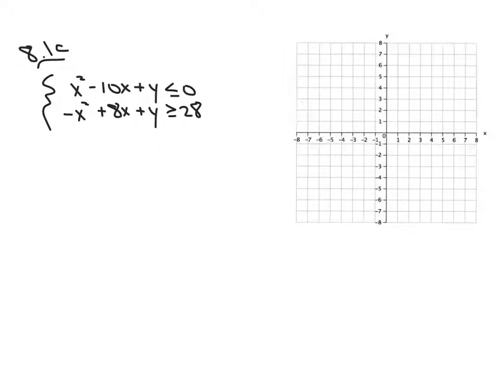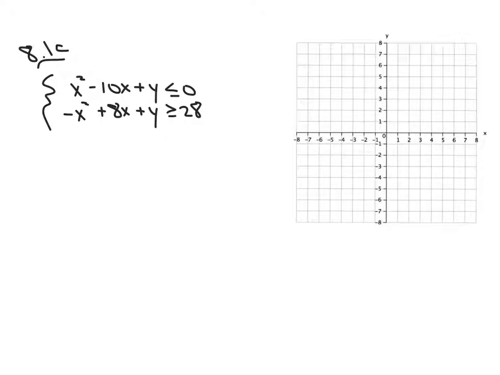Okay, this one's example 7, and we've got two parabolas here. One is opening up because there's a positive sign in front of it. One is opening down because there's a negative sign. I would use my graphing calculator, plug this stuff in, equals 0, equals 28, and it will give you the two parabolas. And then you're going to have to look and see what part of the graph needs to be shaded.